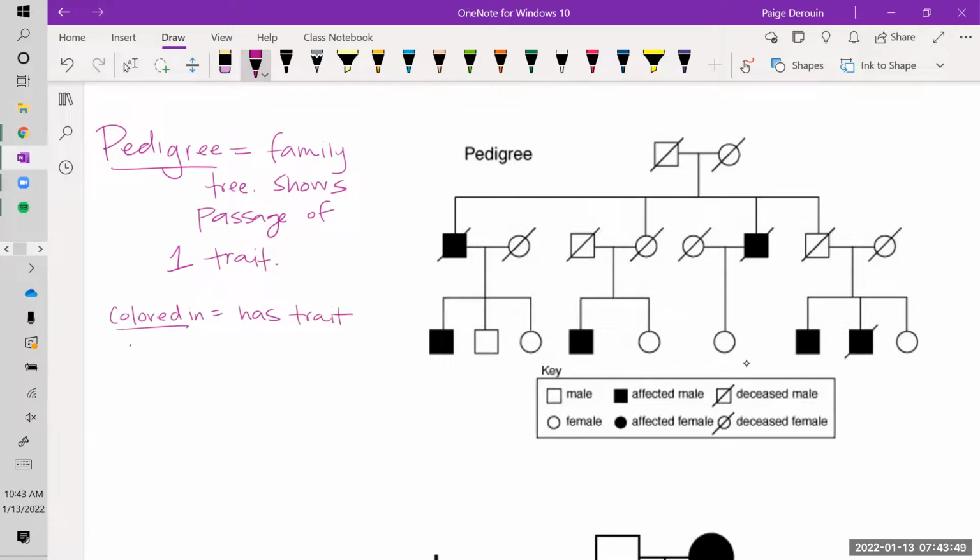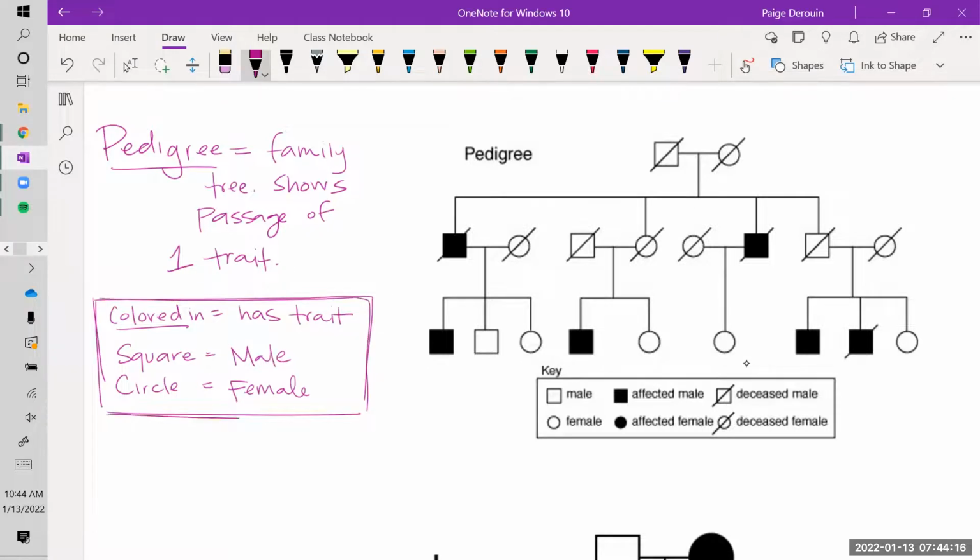If they're square, guess what they are? There's only two choices. Male, good guess. If they're a circle, they're a female. If they're slashed out, they die. Okay. This is our little key.